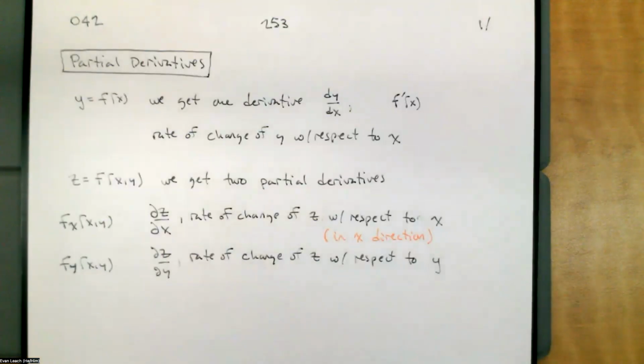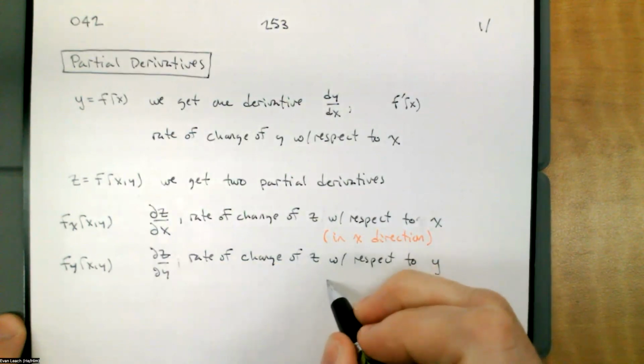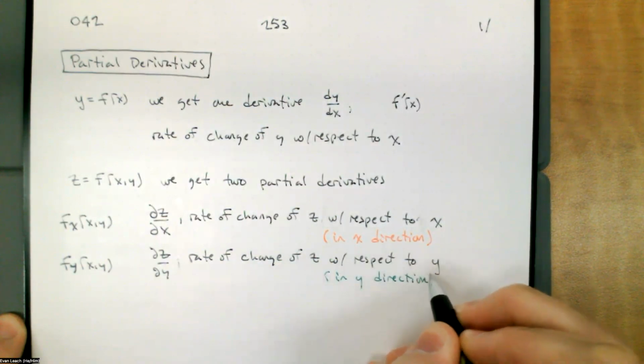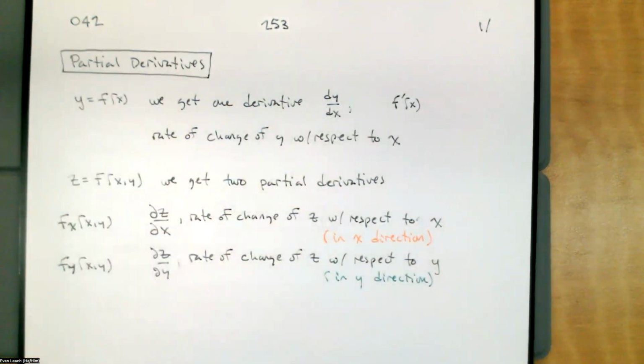And with respect to y, I might say in the y direction. We didn't really refer to derivatives in terms of direction when we had a function of one variable because there was only one direction, the x direction. Left and right is only one direction. Left is just -1 times right. So it still only counts as one.